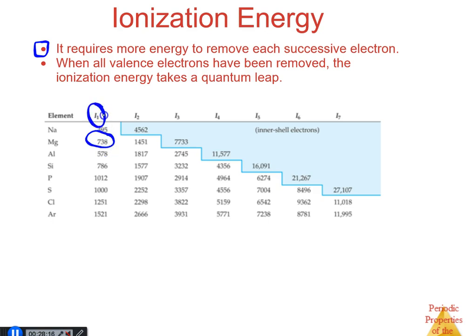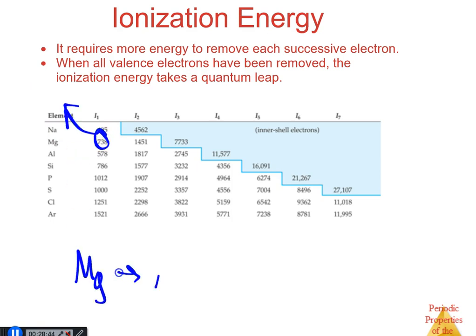That's its first ionization energy. But the second ionization, to remove the second one, it takes 1451. Have a short discussion with your lab partner about why you think it takes more energy to remove the second one than the first one. Ready, set, go.